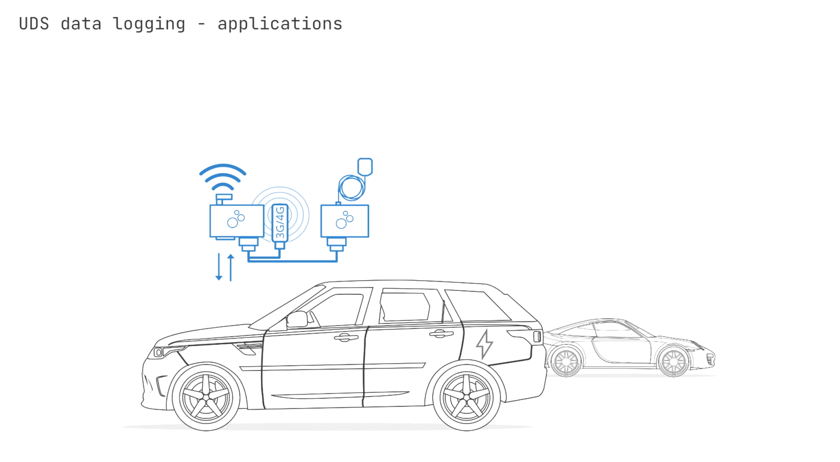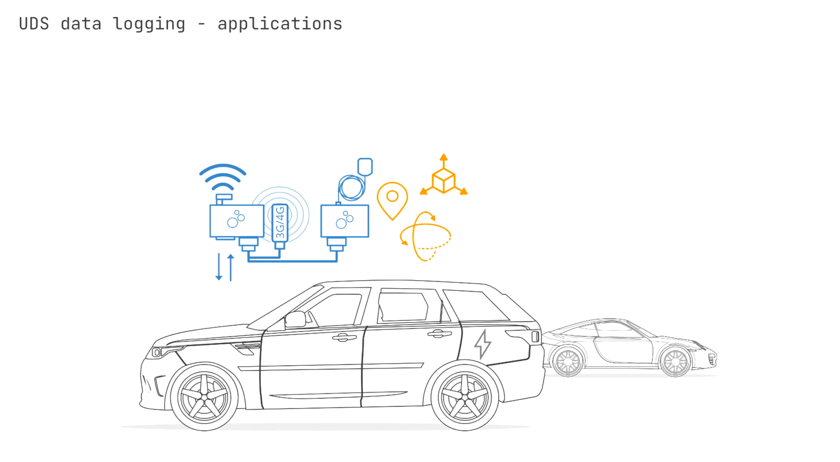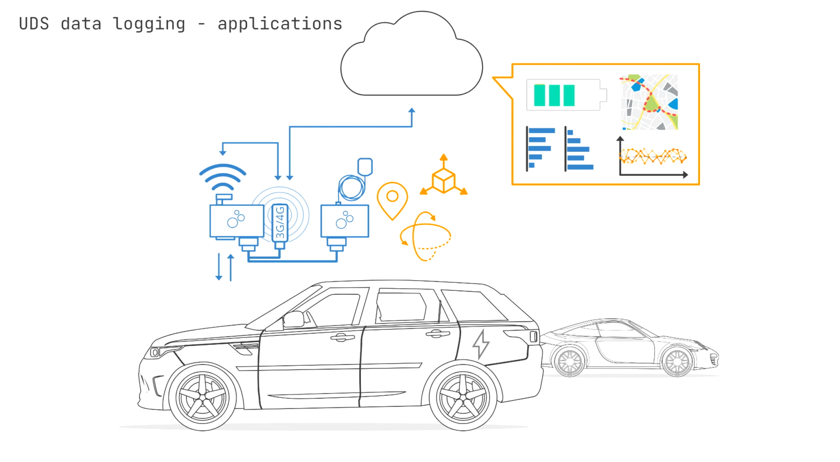The data can optionally be combined with GNSS IMU data from a CANmod GPS and sent to your own cloud server for analysis via Vector tools, Python, or MATLAB.